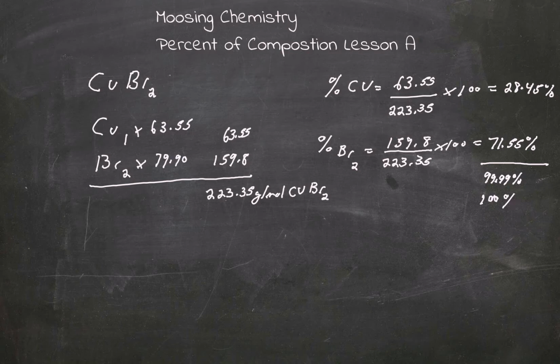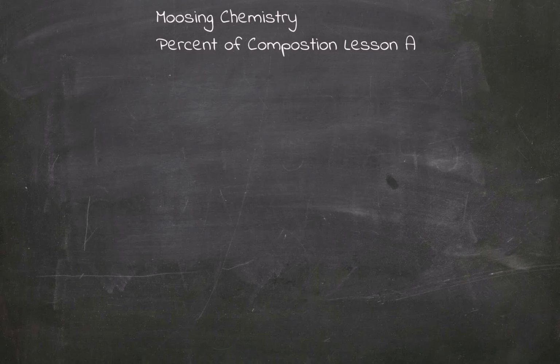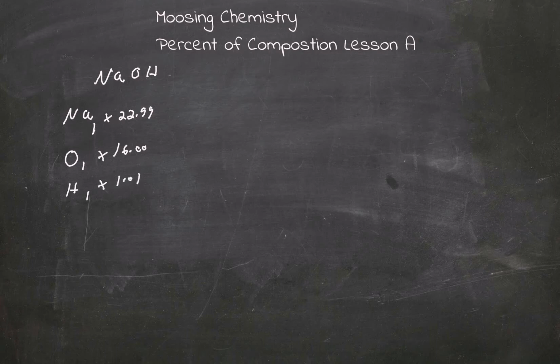Let's do another one. So we're going to erase the drawings here. Now we want to do, let's say, sodium hydroxide, NaOH. So now we have to figure out the molar mass of sodium hydroxide first, which is 22.99 for the sodium. We have one oxygen, and we have one hydrogen, of course. So we want to add all these up. 1.01 plus 16.00 plus 22.99. And that gave me 40.0 grams per mole of NaOH.